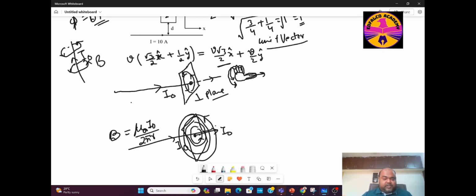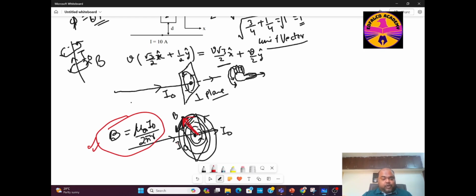R is basically the distance of, suppose you are looking at this point, the magnetic field will be pointing like this, in the curling direction, tangent to this circle, and it will be at a distance of r from where the wire is placed. So I hope you already know this formula. So B is equal to mu naught I naught by 2 pi r.